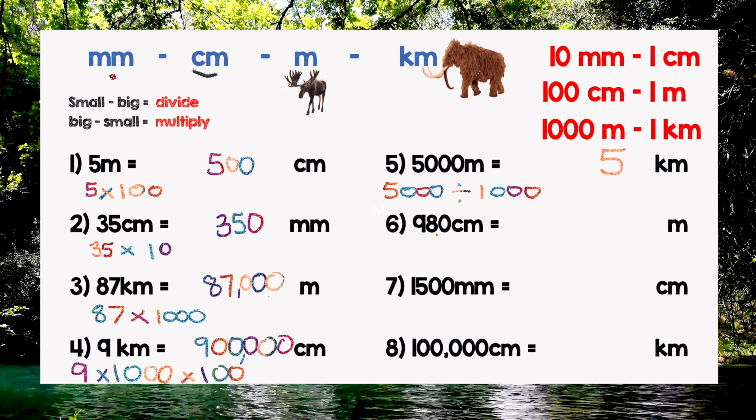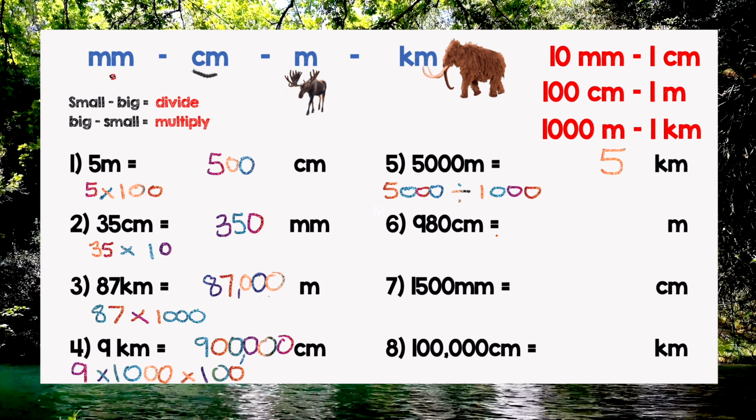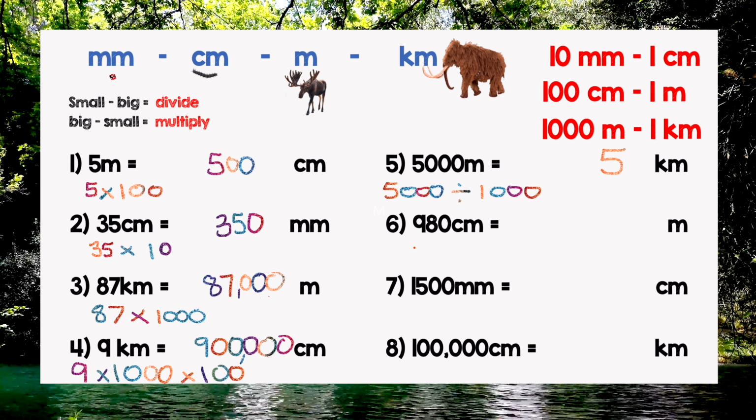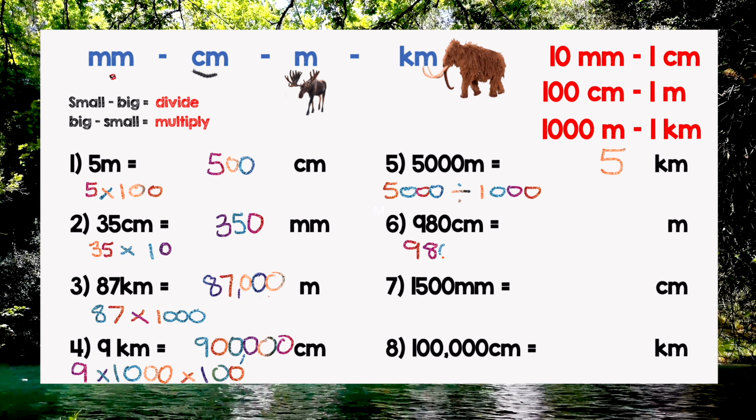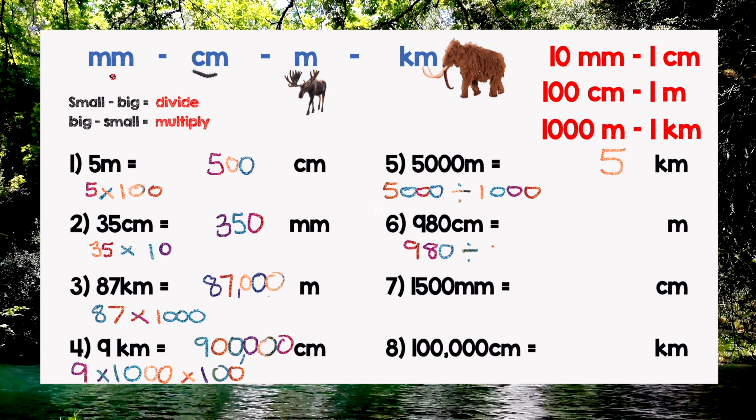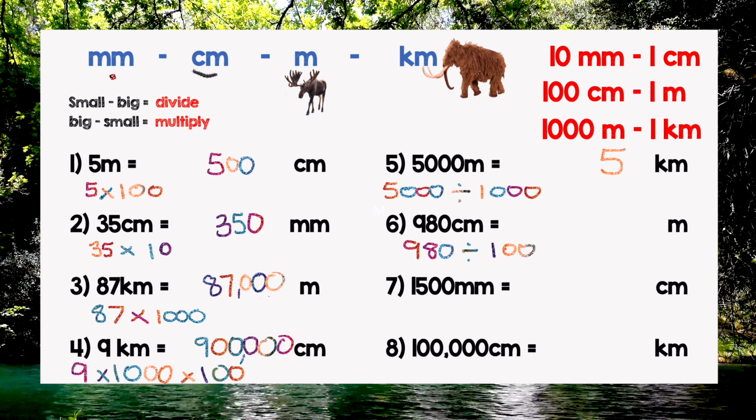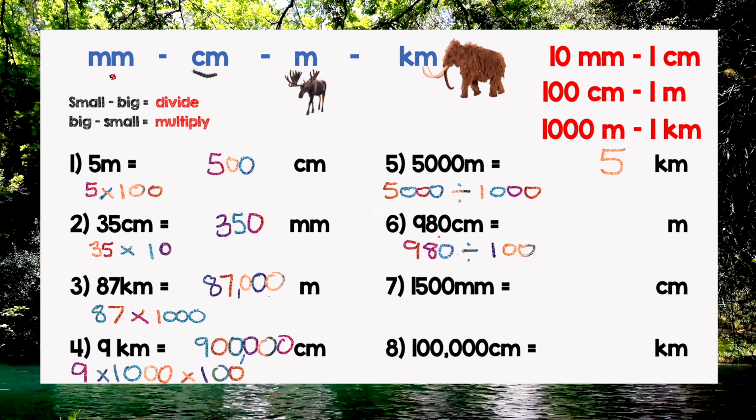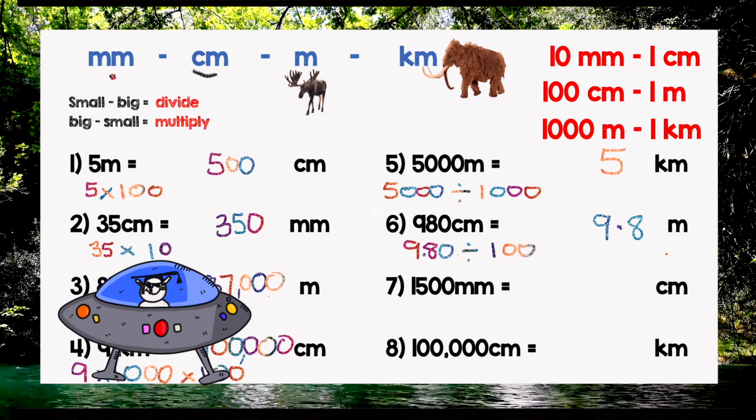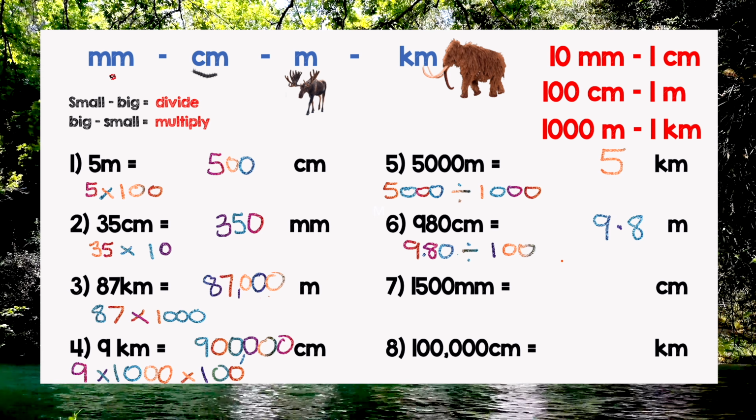In question number 6, 980 centimeters, and we want to know how many meters that is. So we're going from small to big, we divide. So we will do 980, and we're going to divide. There are 100 centimeters in 1 meter, so we divide by 100. And when we're dividing by 100, you move the decimal place by 2 places. So from the end, we'll go 1, 2. So the answer is 9.8 meters.